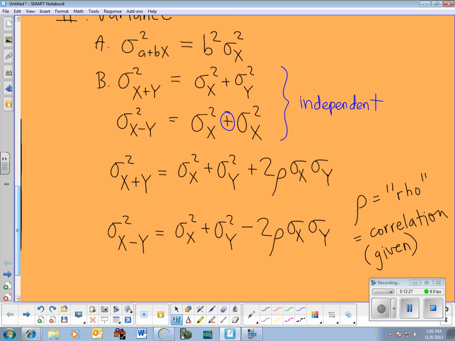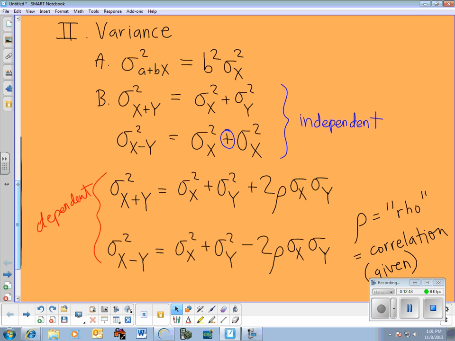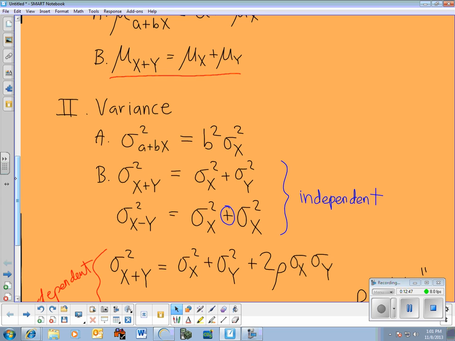By the way, I forgot to label these dependent. And you'll know you're dealing with dependent random variables when it says, here's the correlation. If that's the case, we use these formulas. The bottom two are going to be actually the easiest problems because you just plug and chug. The top two might require a little more thought, but the one thing to remember is if you're subtracting x and y, you still add the variances.